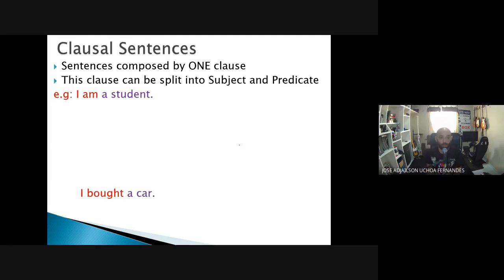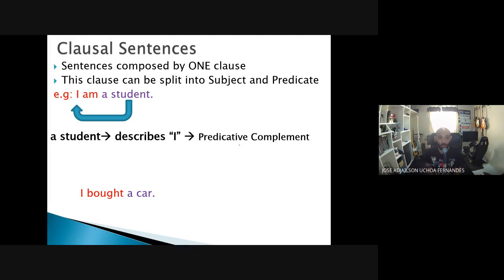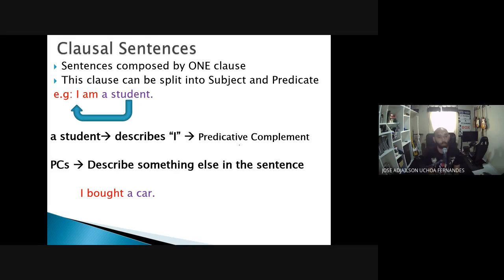In "I am a student", or in "I bought a car", a student describes I. So predicative complements describe something else in the sentence. This is the definition for predicative complements, okay? And when I say in the sentence, it could be either in the subject or in the predicate, as I have just shown you. In "that is red", which is about the object. And "I bought a car". A car is also a noun phrase, but it plays the role of the object of the sentence.